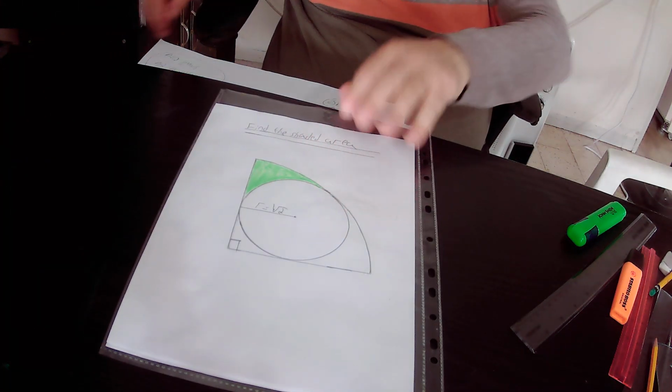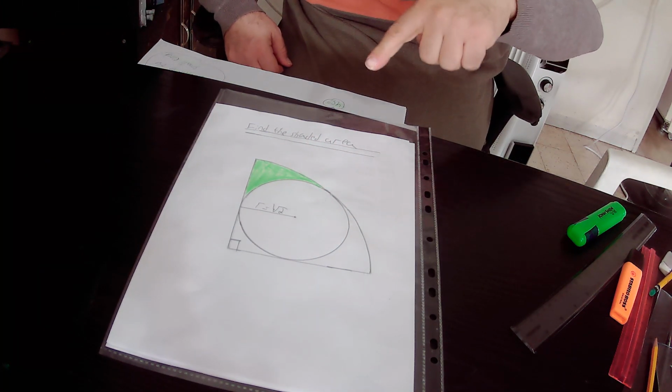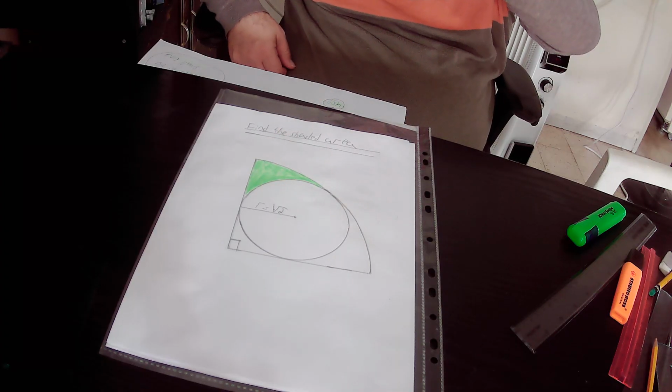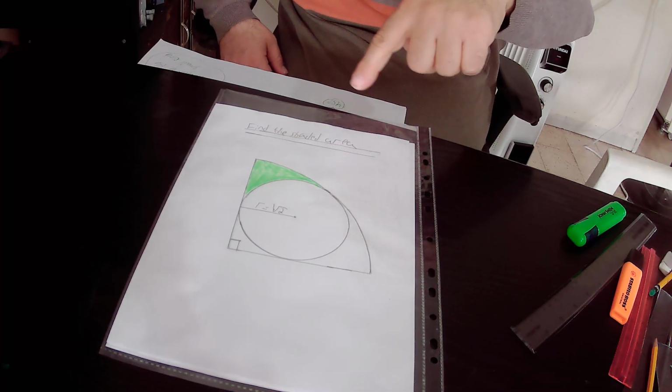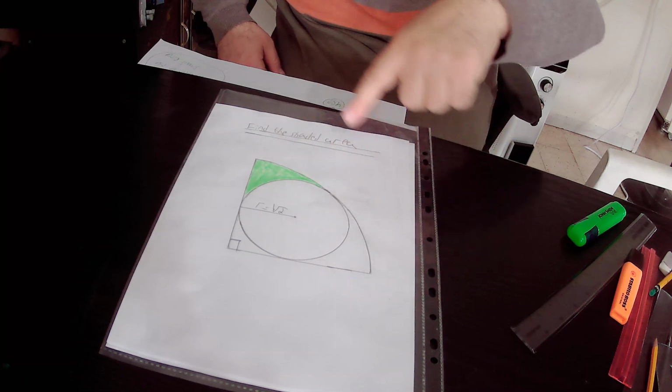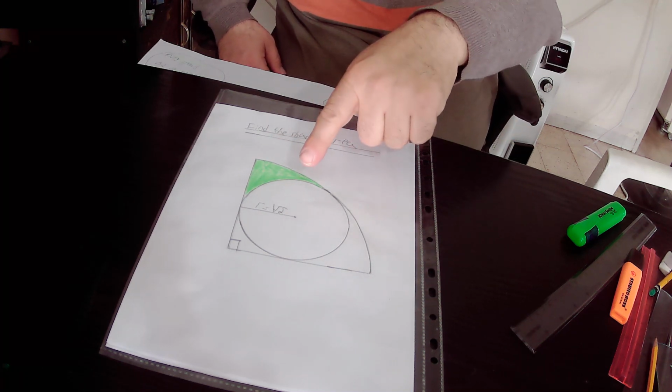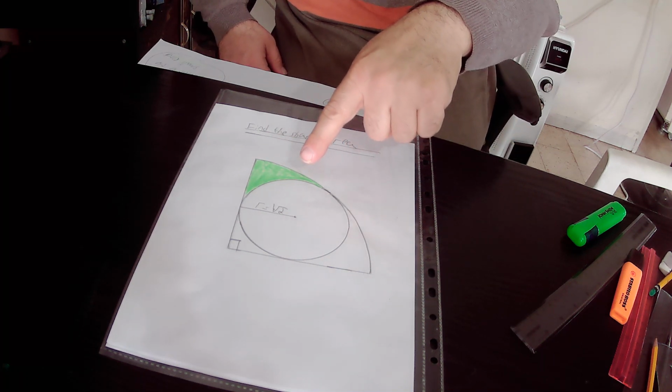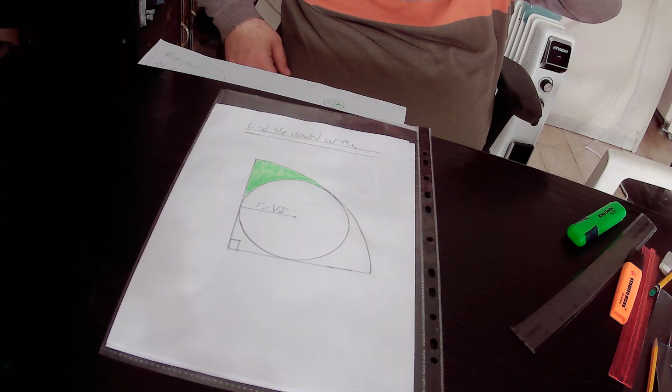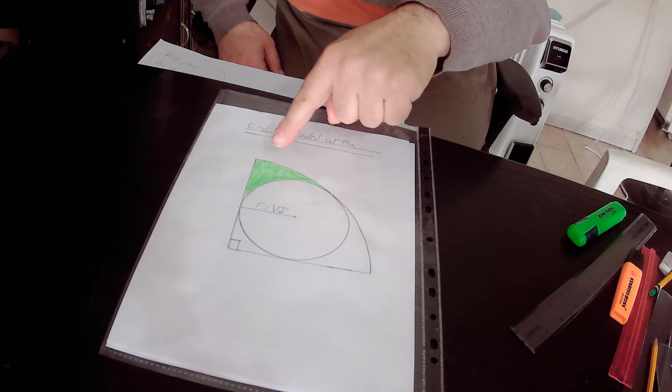In this lecture, we found out the area of this green shape. In the drawing, we have a circle. Inside this quarter circle, we know that the radius r of this small circle equals the square root of 2 units in its length. Our mission is to find out the area of this green shape.